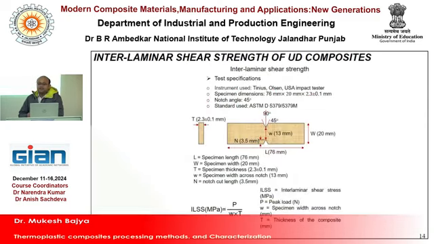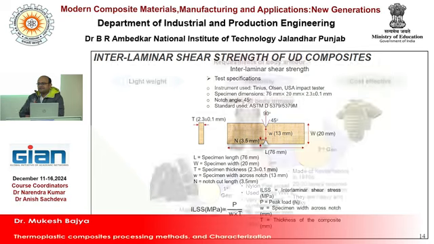Then ILSS is interlaminar shear strength of the UD composites. So this is a well-defined standard, ASTM D5379. From that you can calculate the ILSS. ILSS is the applied peak load, the width of the specimen across the notch, and the thickness of the composite material. Generally whenever you are going through composite materials, this characterization is done. In experimental papers, along with these parameters, it is also helpful in simulations as well.